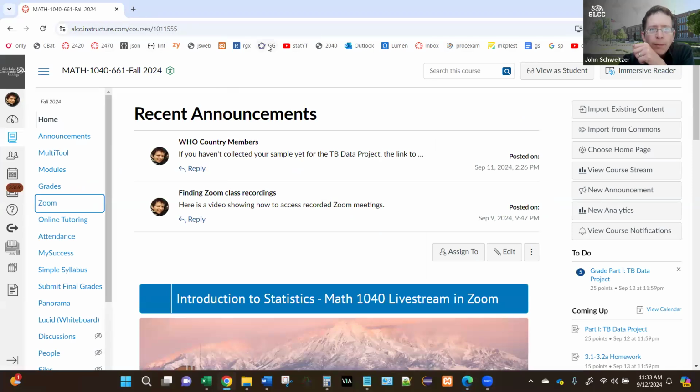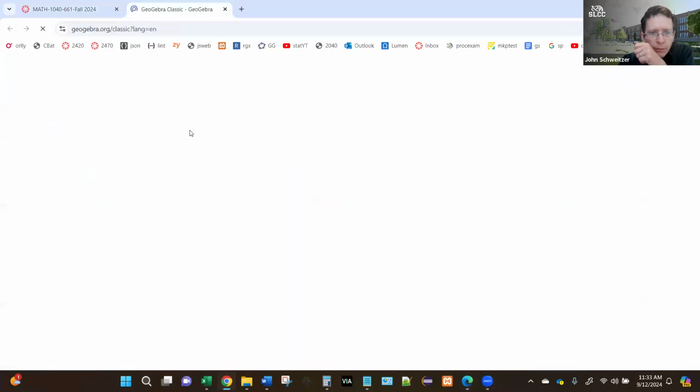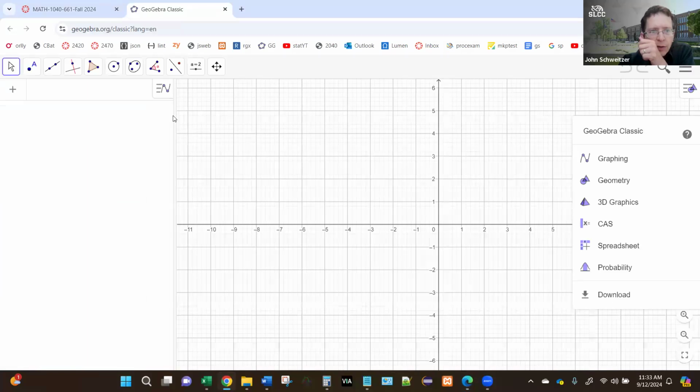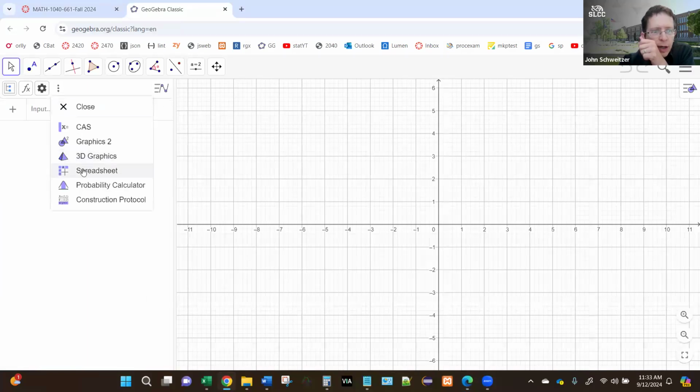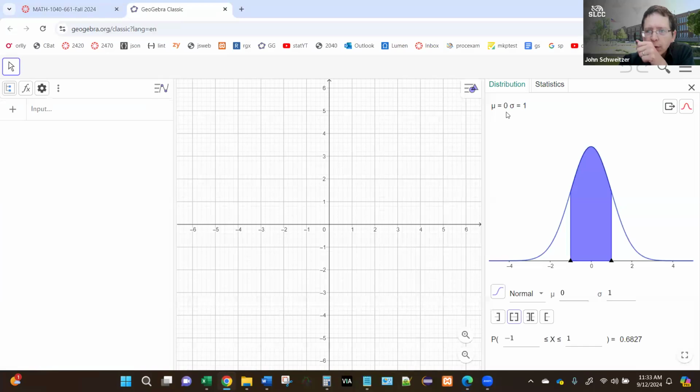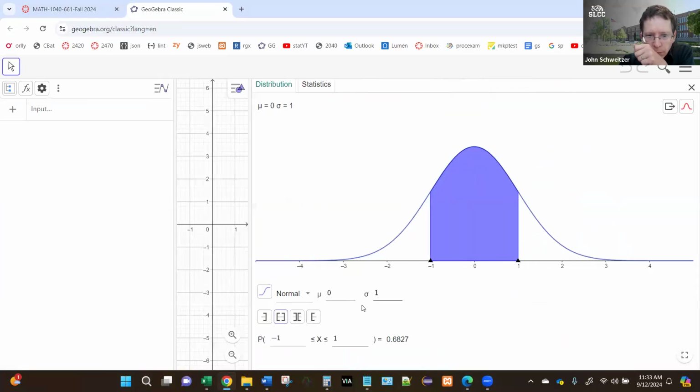Let's remind ourselves how this works. We go to the toggle, the 3 dots, probability calculator. We're in the standard normal, so mu is 0, standard deviation is 1. Now we want between two values. There are a number of options here with GeoGebra. We want the between, and it was between negative 0.85 and 1.3.